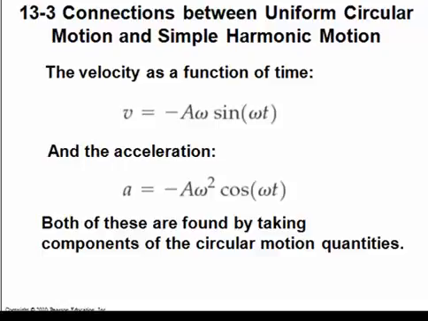The velocity function is v equals negative A omega sine of omega t. The acceleration function is a equals negative A omega squared times cosine of omega t. Both of these are found by taking the components of circular motion quantities.